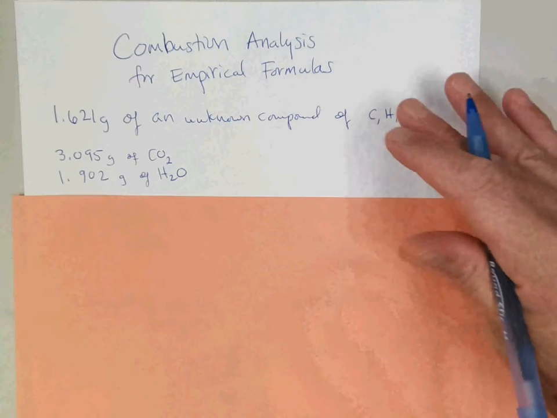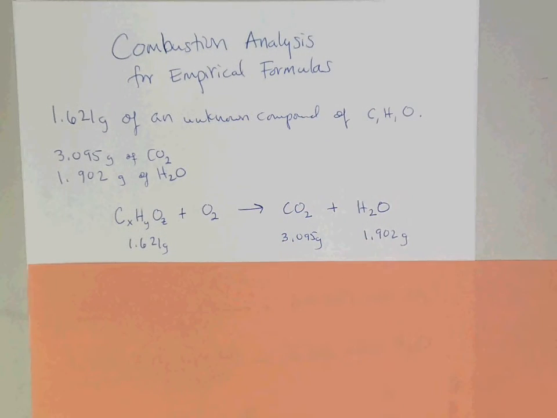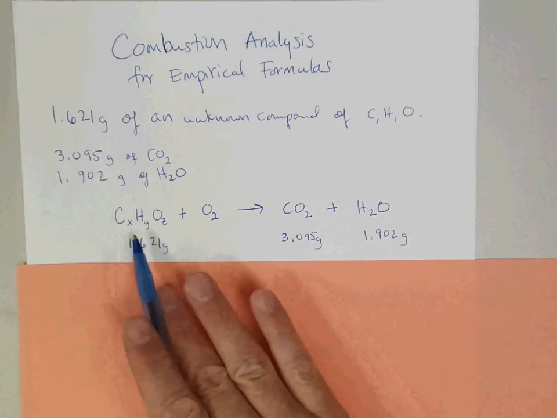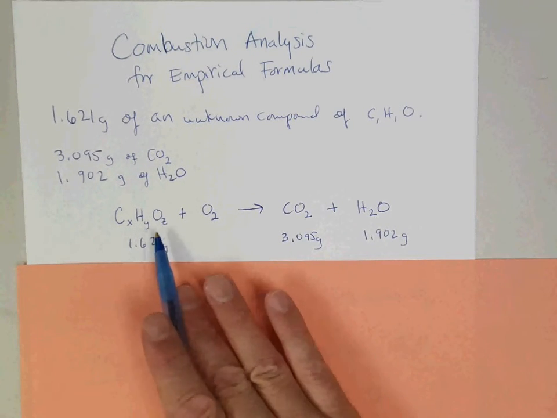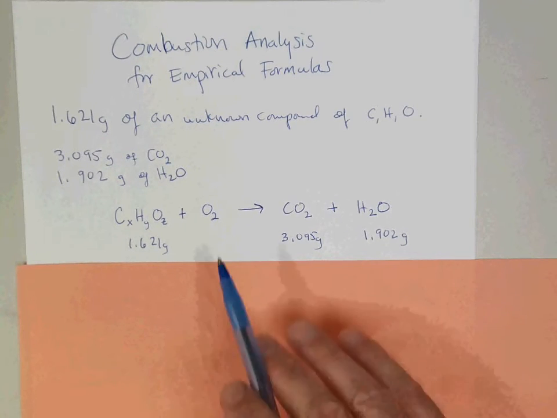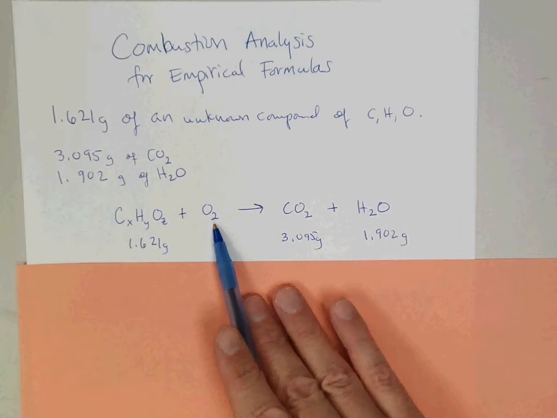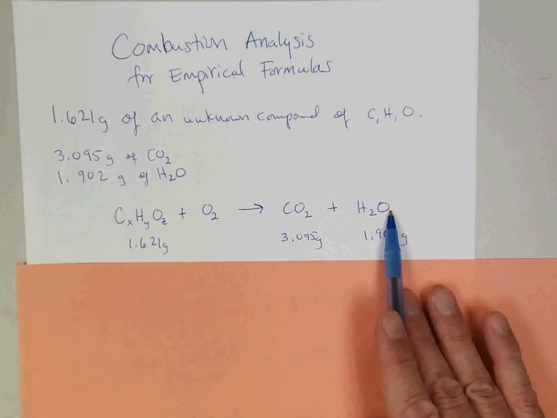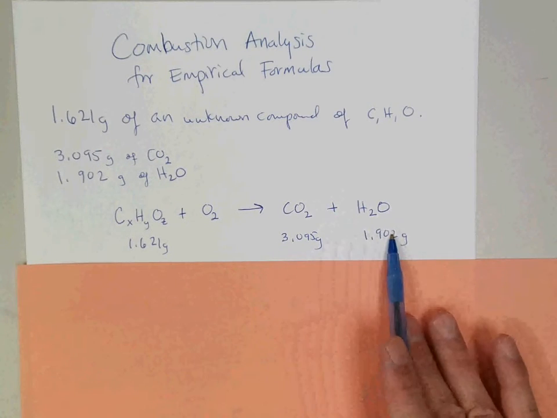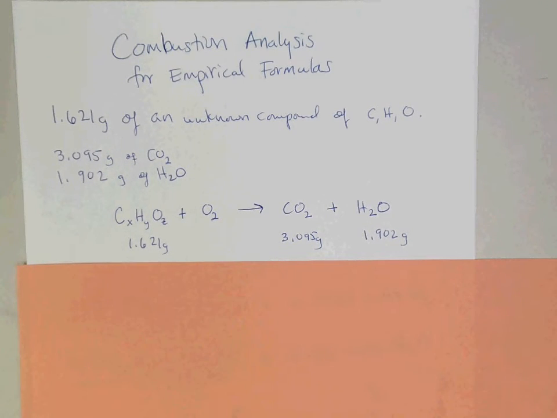So the first thing we might want to do is to write out the combustion reaction. And you'll notice that I have letters here in place of the subscripts because we don't know what numbers go with this compound. We just know that it's carbon, hydrogen, and oxygen. So we're putting X, Y, and Z. And we know that it reacts with more oxygen, and it produces the CO2 and the water. And we know the mass of the products and the mass of one of the reactants.